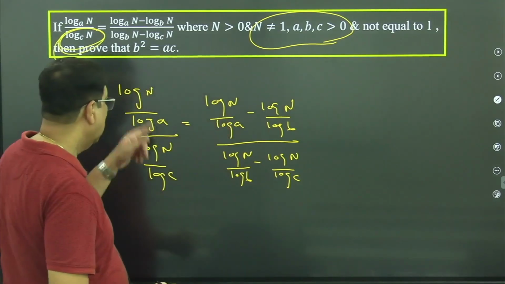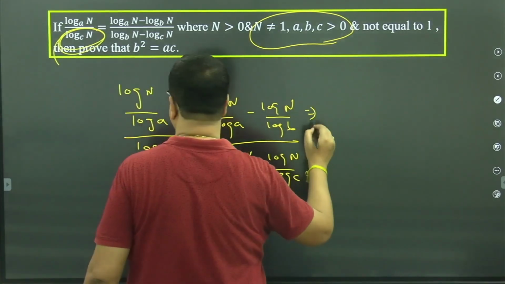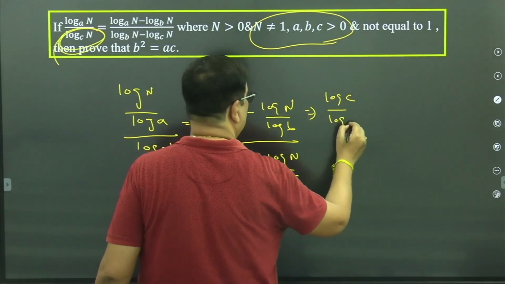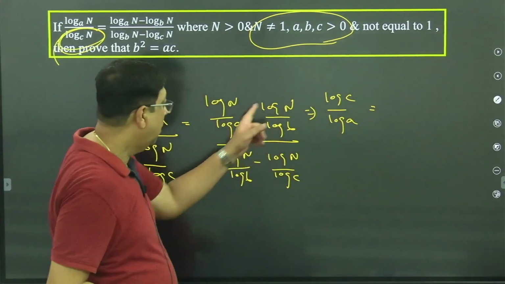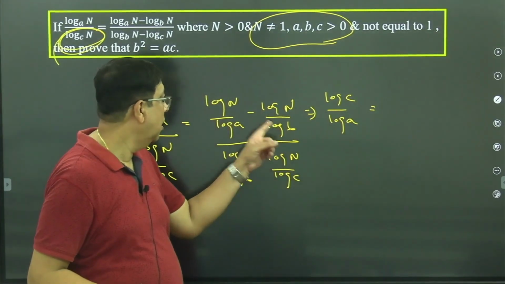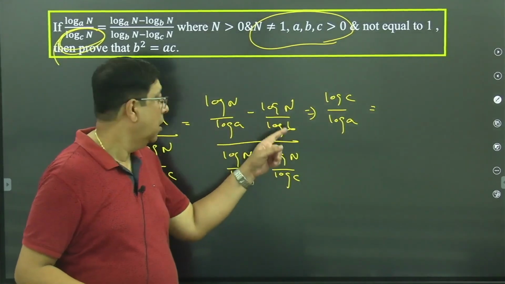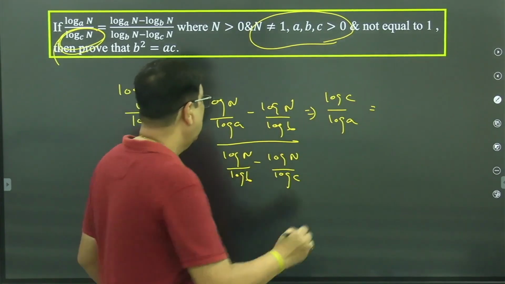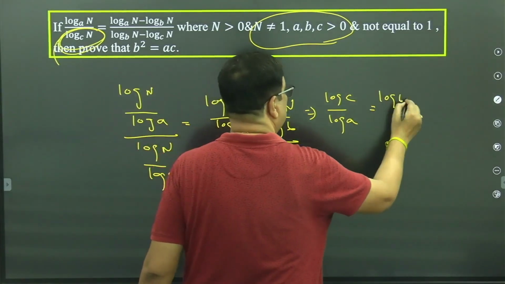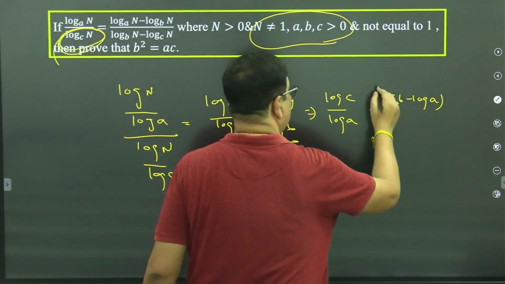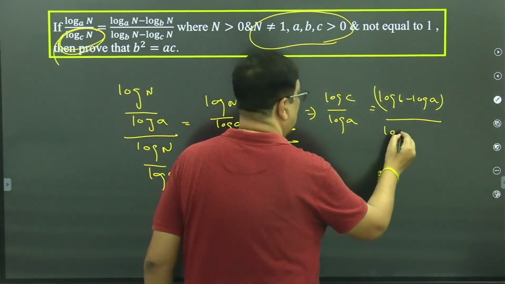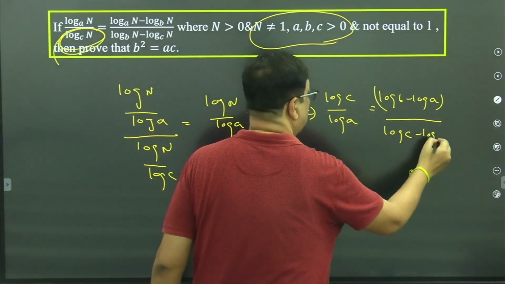log n तो कॉमन लेके काट जाएगा, so we are getting here what? log c by log a. यहाँ पे क्या होगा, log n कॉमन लेके काट जाएगा, ये क्या होगा log b minus log a, ये होगा log b minus log a. नीचे क्या होगा log c minus log b, log c minus log b.